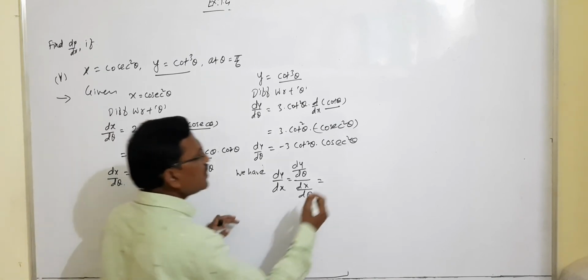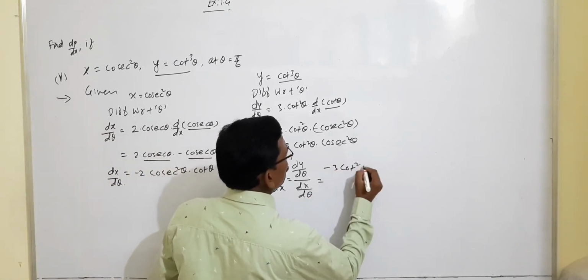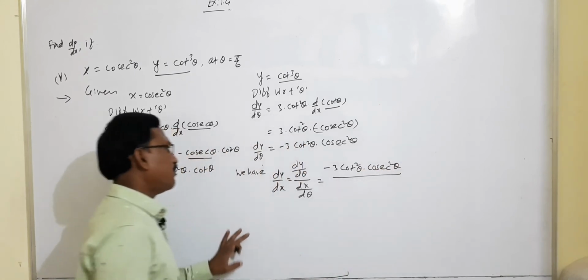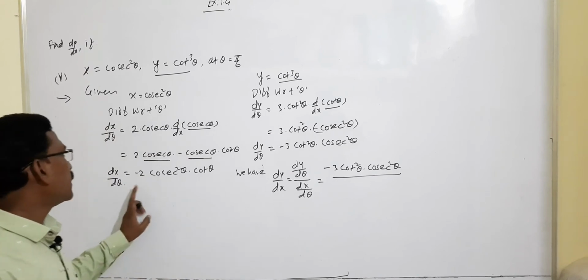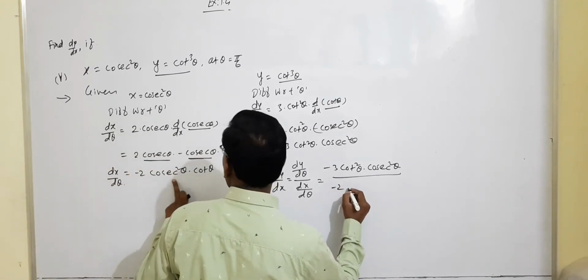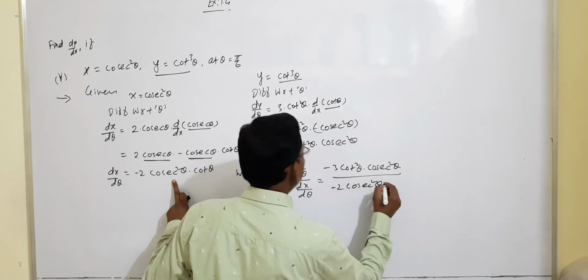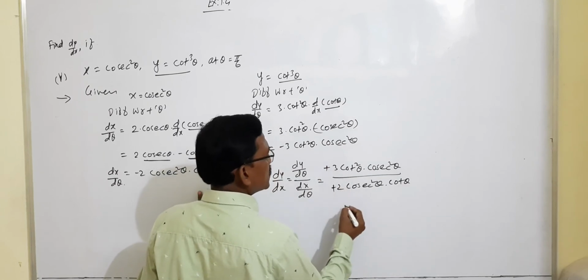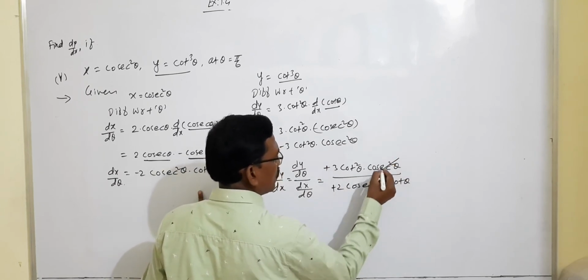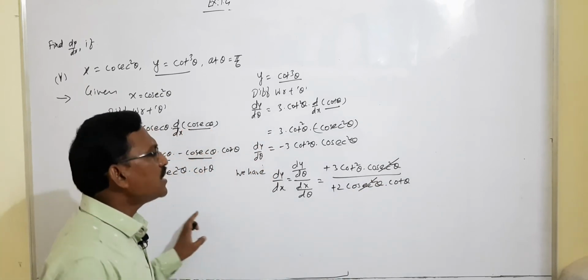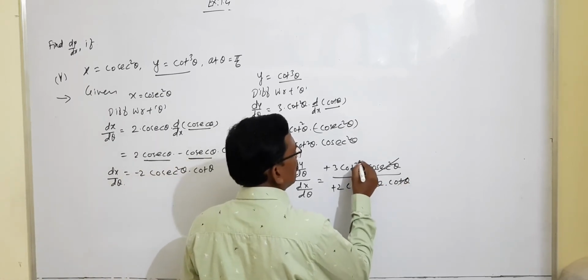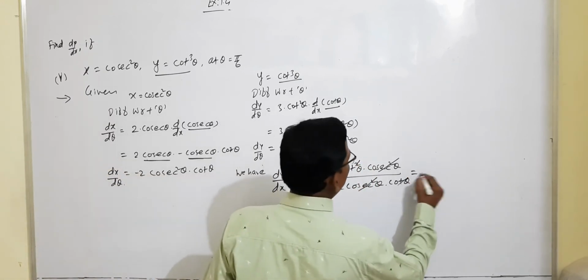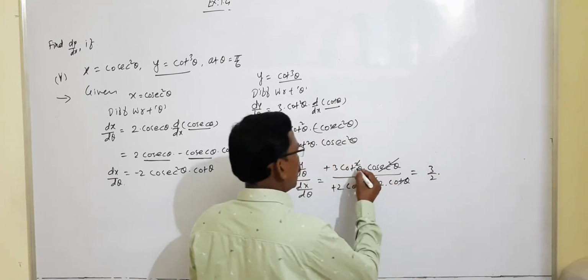Dy by d theta is minus 3 into cot square theta into cosec square theta, divided by the value of dx by d theta, which is minus 2 into cosec square theta into cot theta. This minus minus becomes plus, and cosec square theta will get cancelled. From cot square theta, one cot theta will get cancelled. It is equal to 3 by 2 into only cot theta.